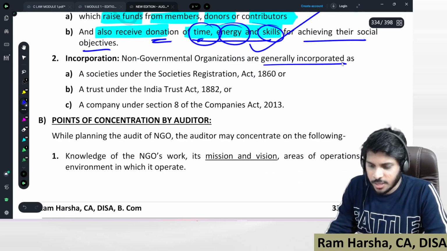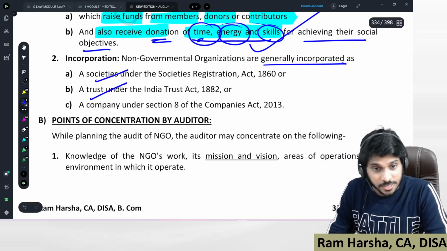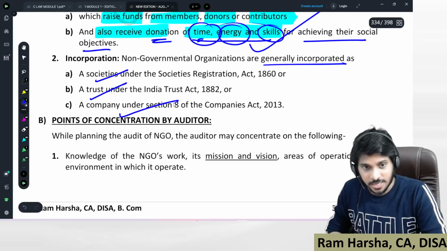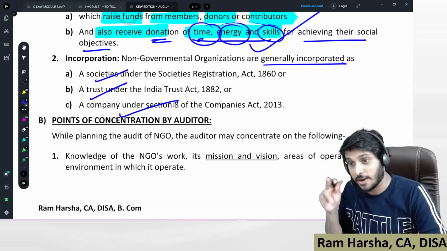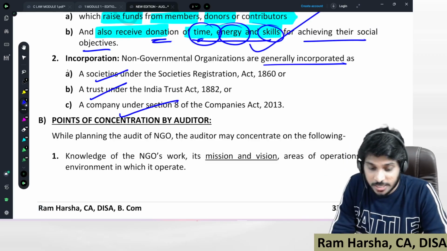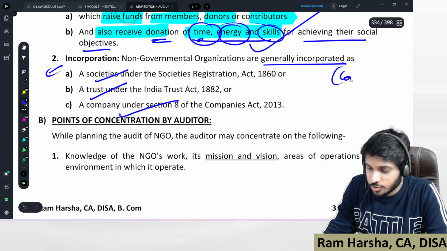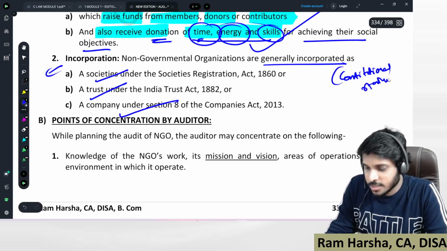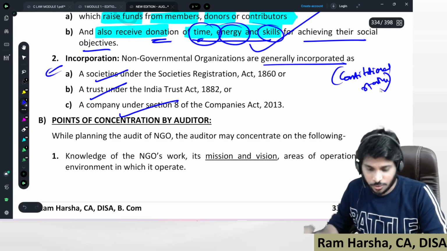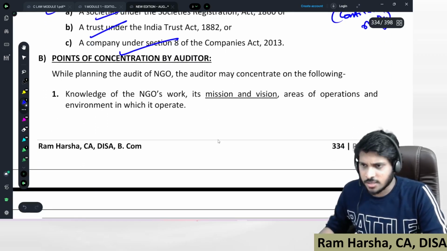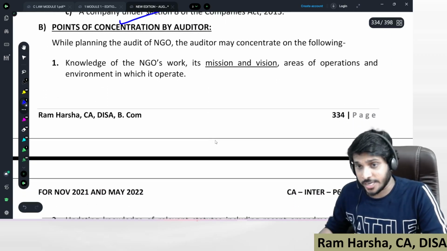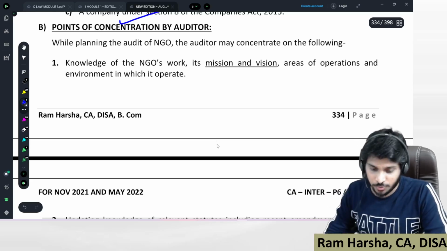NGOs are generally incorporated. How are they incorporated? They are incorporated either under society law, or under trust law, or as a Section 8 company. Anyhow, they may be incorporated. You have to check what is the constitutional status. This is also called constitutional status. Check it out. So what are the points which an auditor concentrates on when he is doing audit of an NGO?